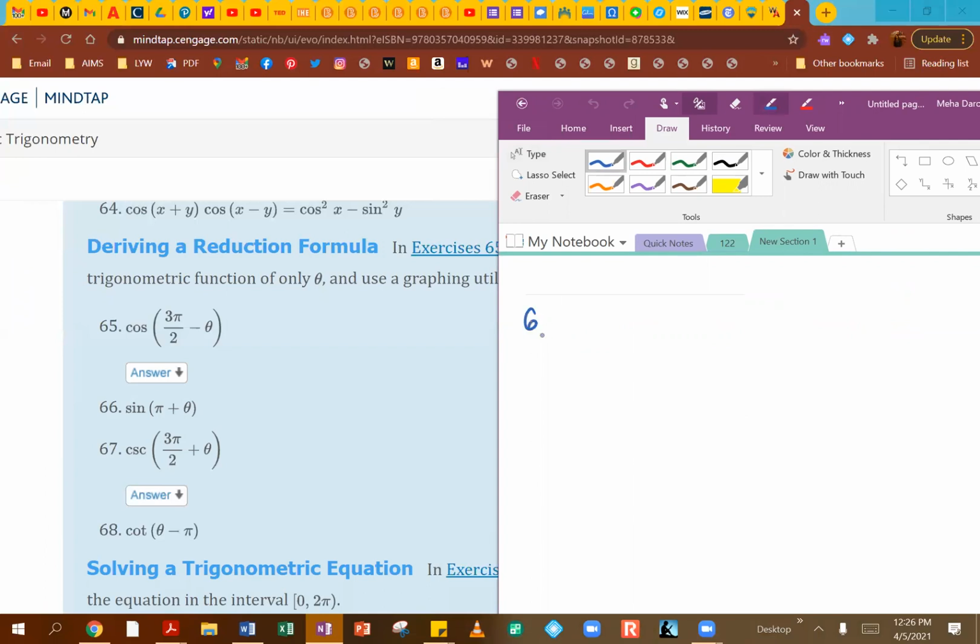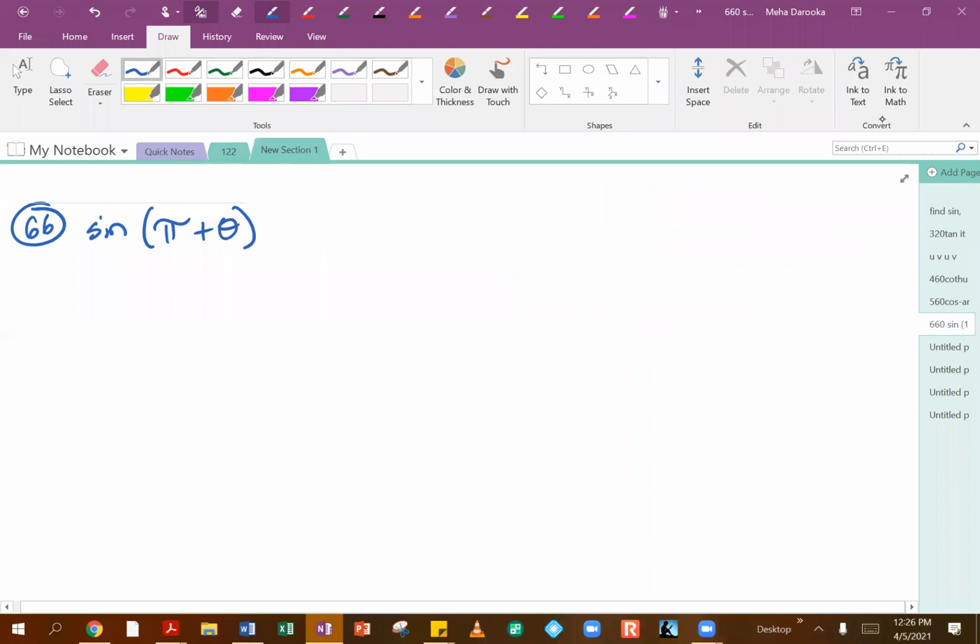And this will not take us too long. We should be able to do it with the time we have left. So you have 66, which is sine of theta, pi plus theta. And they want us to leave our answers only with theta here. So, again, think of this as your same sine of u plus v, because we do have two different angle measurements in there.